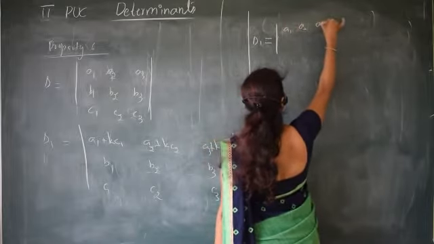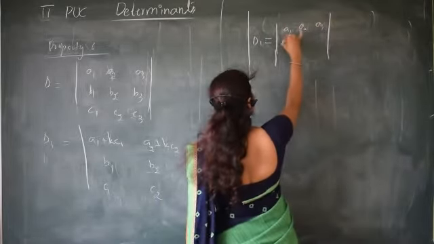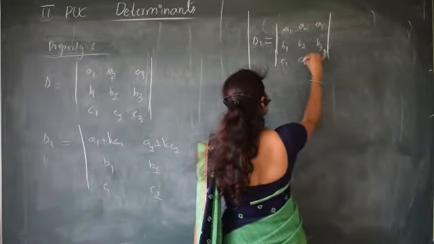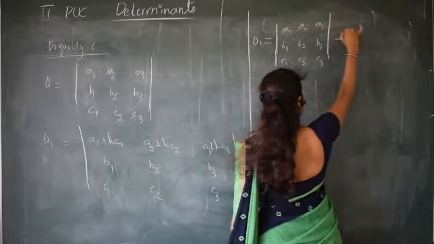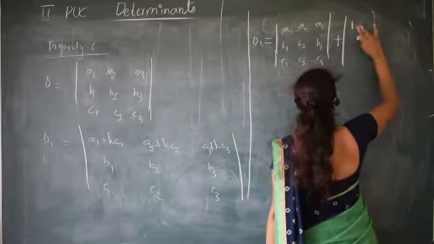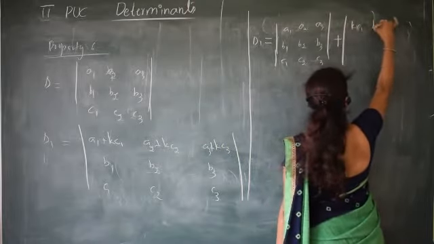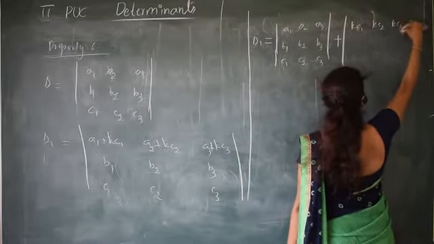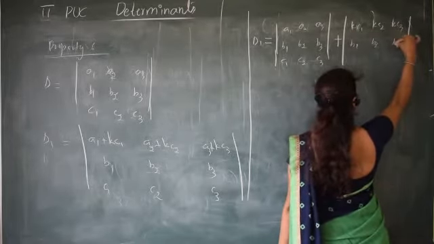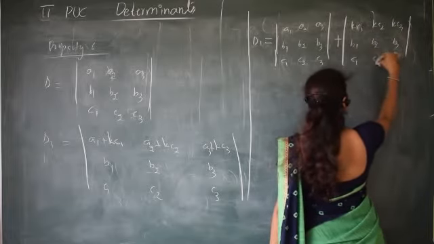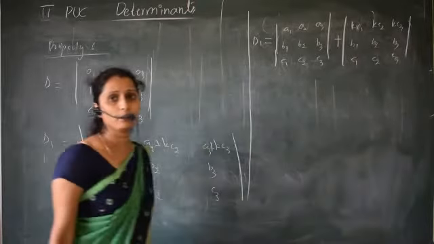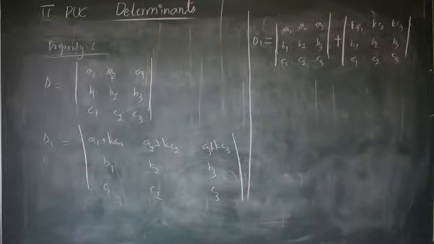A1, A2, A3, B1, B2, B3, C1, C2, C3, plus K into A1, K into A2, K into A3, B1, B2, B3, C1, C2, C3. So I have used property number 5. I have written that the determinant is a sum of two determinants.